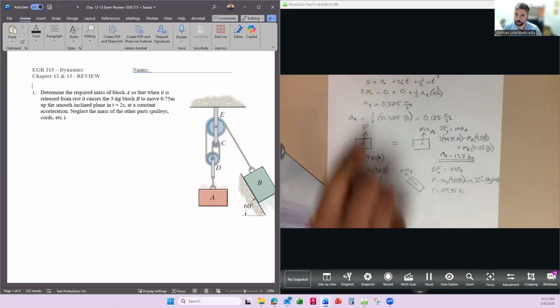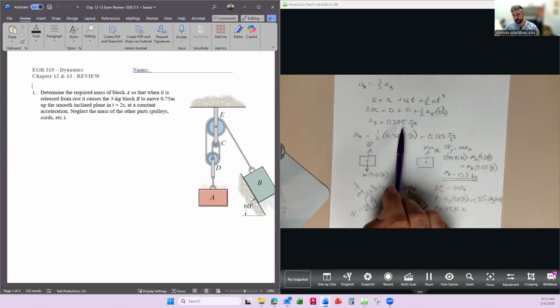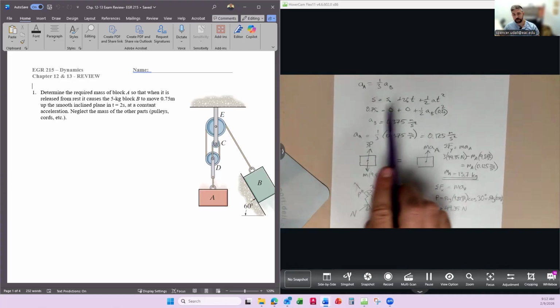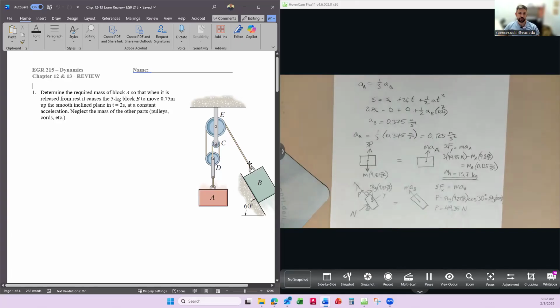So looking back through it, we needed to come up with the acceleration of A, and so we used our constant acceleration to find the acceleration of B, and then we used our pulley relationship to make that the acceleration of A. And then the rest was just force equals mass times acceleration, our two diagrams, and summing the forces to find that unknown. And that is it for that one.